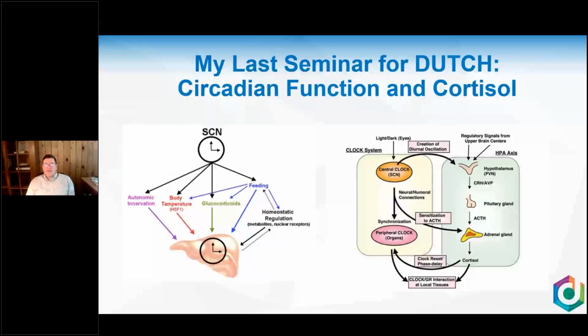So in my last seminar for Dutch, I spent a lot of time talking about circadian function and cortisol. I'm not going to talk about this in detail, except to remind you that glucocorticoids, cortisol, are one of the chief ways that the suprachiasmatic nucleus, the clock in the brain that signals the hypothalamus to know when the 24-hour cycle is being resynchronized, signals the peripheral clocks in all your tissues. So cortisol is one of the main signaling hormones to tell the whole rest of the body what time it is, at least what time it is according to the brain. And so this is obviously an important thing.